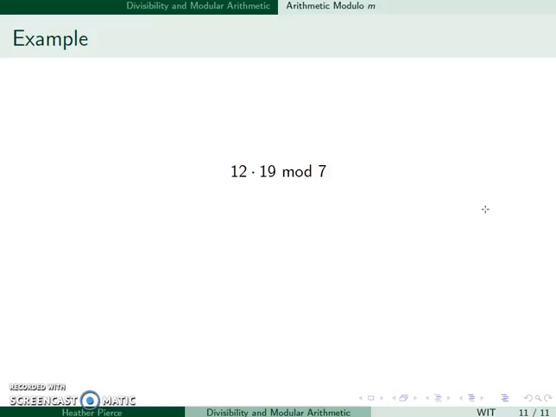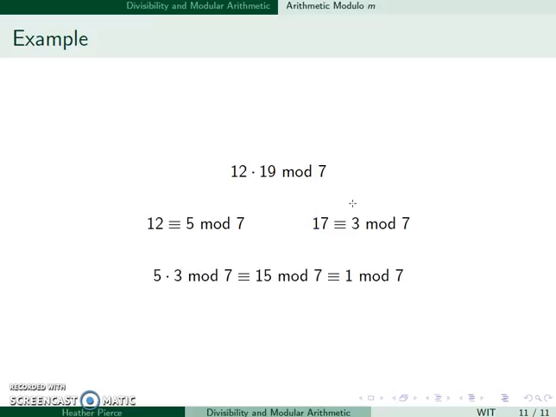We can also multiply. So I already know that 12 is equivalent to 5 mod 7, and we should say 19 is equivalent to 3 mod 7. So now I can just multiply 5 times 3, which is 15. And 15 mod 7, so 15 divided by 7 is 2 with a remainder of 1. So the product is 1.